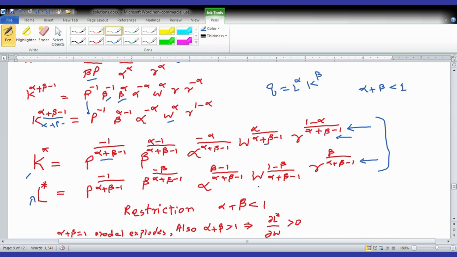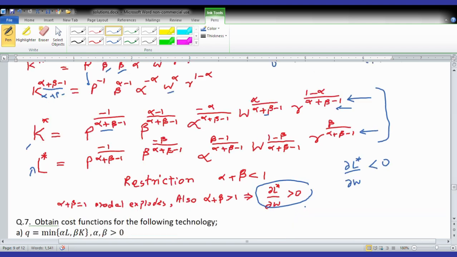Why? Because if it is greater than 1, then this means that it will be becoming positive, and if it becomes positive, then we will be having, for example, double star over double w greater than 0. We had seen that this should not be the case. If profit maximizing conditions are satisfied, we know that the factor demand function should be downward sloping, so this should actually be the case.